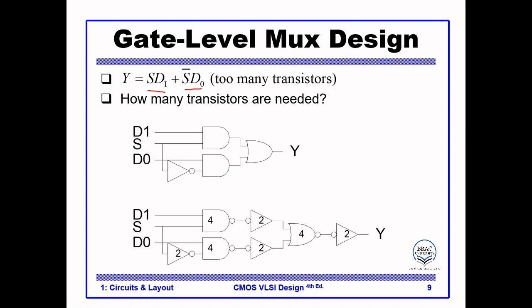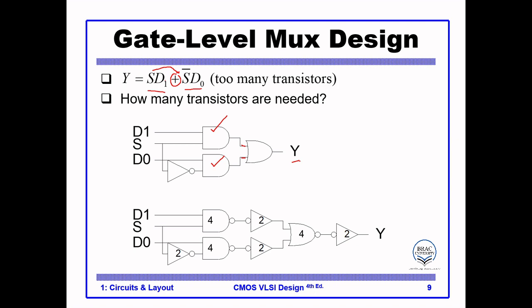So this will be our configuration. S and D1 are ANDed together, so we use an AND gate, and we will need another AND gate for S bar and D0 here. We will also need the inverter to turn the S into an S bar, and then we will need an OR gate to sum these two signals together, and then we will get our output, which is Y equals S D1 plus S bar D0.